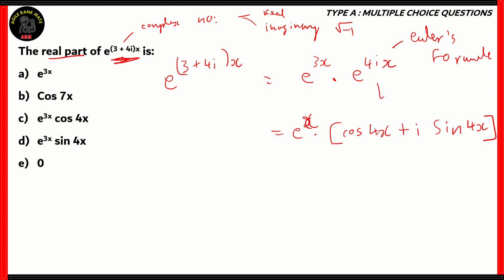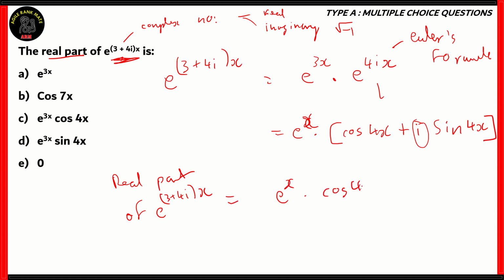Now, the number in the bracket is a complex number, and we can differentiate its real and imaginary parts. The imaginary part always has i in it, so therefore the real part of e raised to (3 plus 4i) times x is equal to e raised to 3x times cos 4x. Now, e raised to 3x here multiplies into both these parts. We don't need to do the multiplication here. We can just take the real term from there and multiply that by e raised to 3x in order to get the real part of the question. So therefore, e raised to 3x times cos 4x is the answer, so option C is the right option.